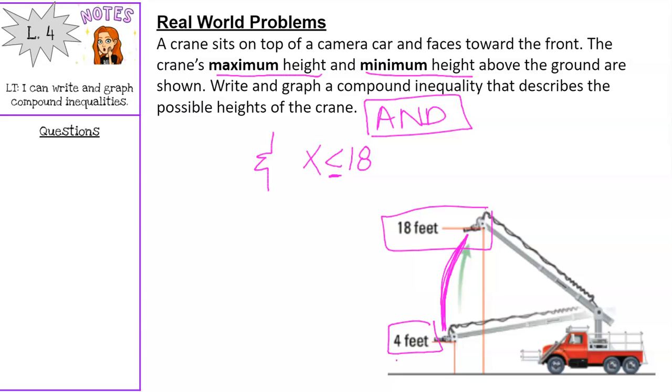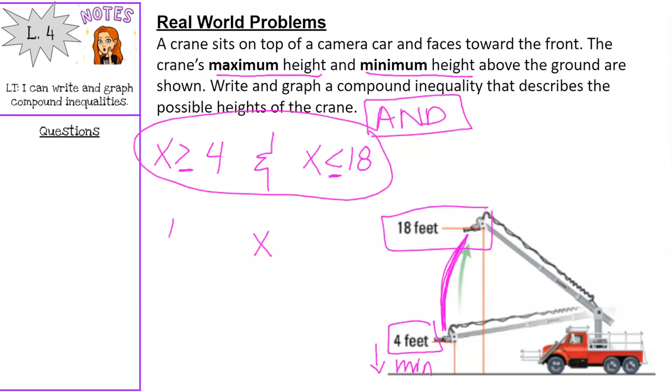And 4 is that minimum height. So it can't go lower than 4. So x has to be greater than 4, or it could be equal to 4. So you can write it this way, or you can write it the other way like I showed you before. You put the x in the middle, put the lower number on the left, the higher number on the right, and then just put your signs in the middle there.